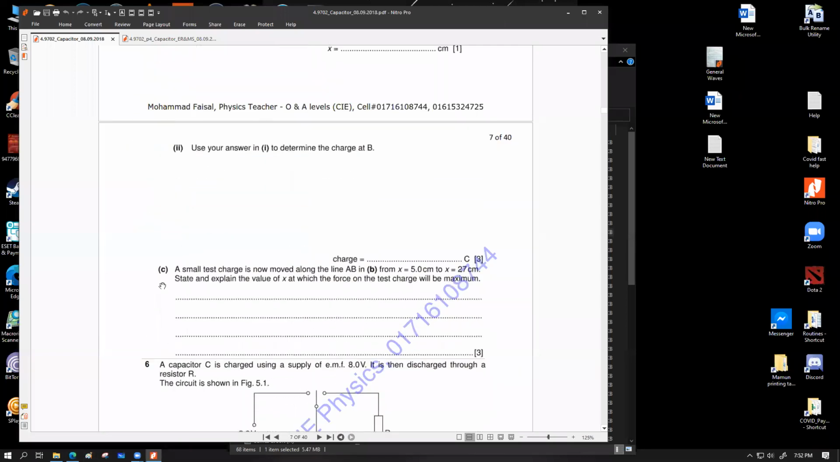So we have a question about 5C. A small test charge is now moved along the line AB from x equals 5 centimeters to x equals 27 centimeters. State and explain the value of x at which the force on the test charge will be maximum. So here's the deal that we need to understand.